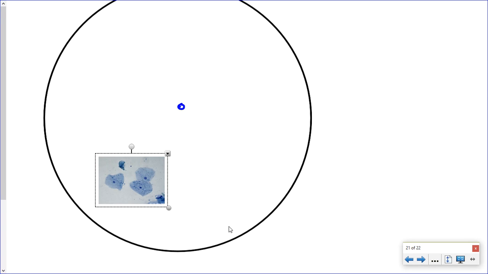Remember, you can rewind or pause at any point so you can review what you need to put in this lab.